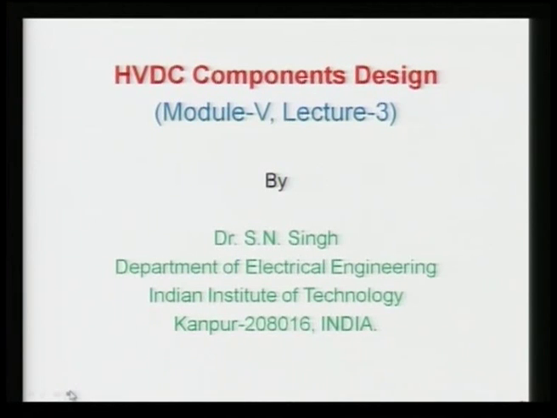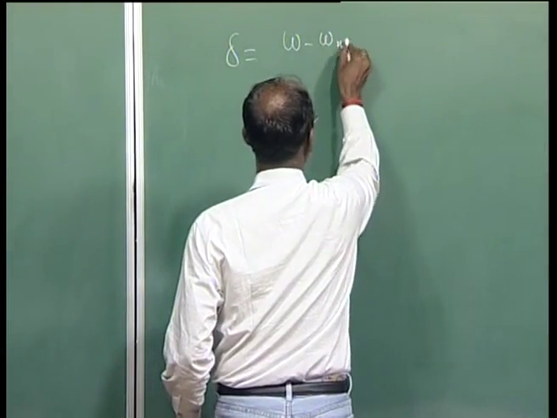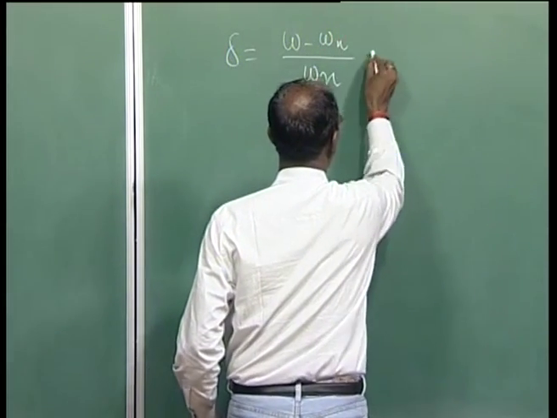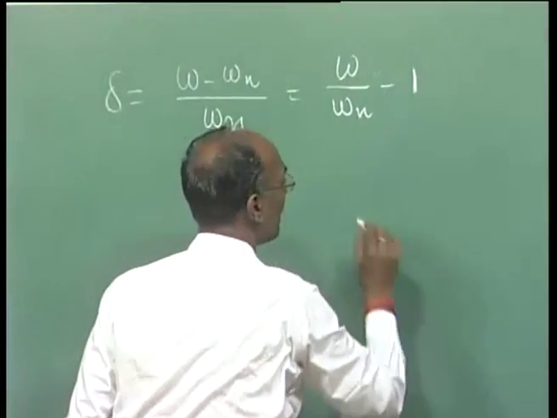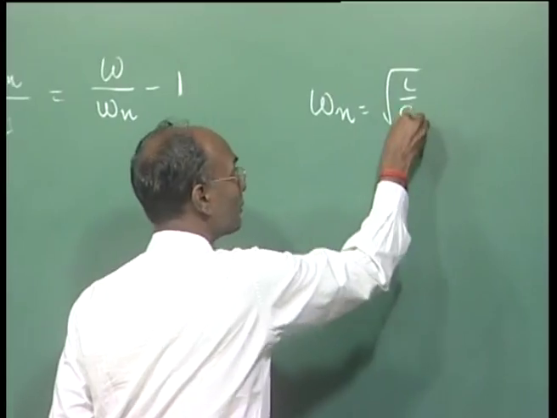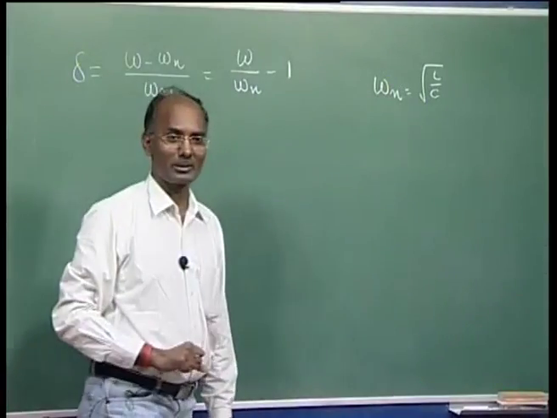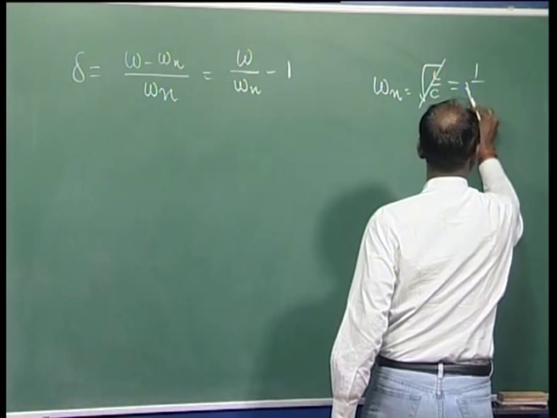Let us start lecture number 3 of this module 5. In the last lecture, there was some discrepancy, meaning I wrote a wrong expression. The delta which we wrote here is defined as Δωn by ωn, and it is nothing but ω divided by ωn minus 1, and I wrote ωn is equal to L upon C, which is incorrect. Nobody noticed it. This is wrong. It should be 1 over √(LC).